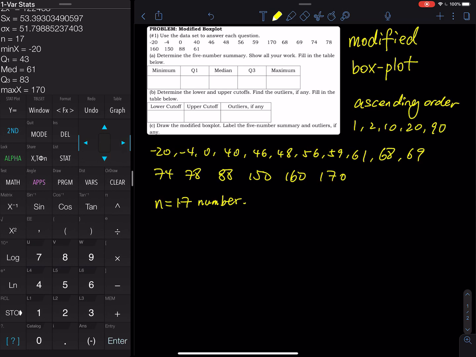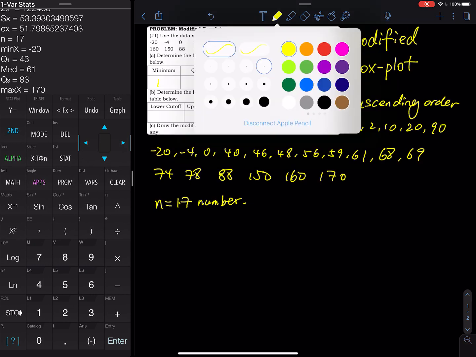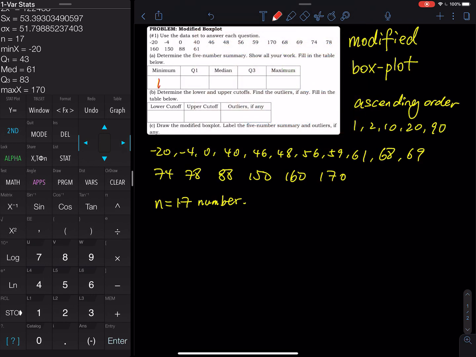So you have a minimum is 17. I'm going to fill out the table right here, but the color is too light. So let me use red, 17. Oh, actually not 17, 20. The minimum is -20, and then 43. This is also known as Q2, 61, 83, and then 170. So we have -20 minimum, 170 maximum.